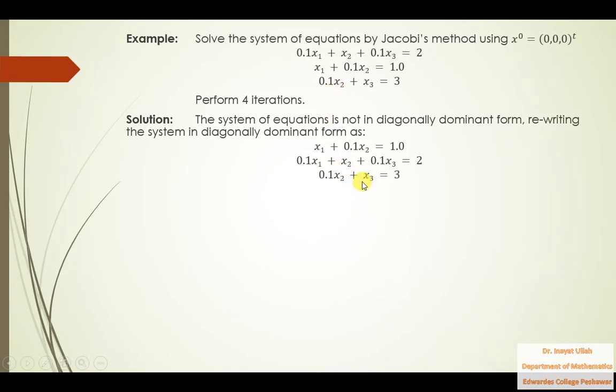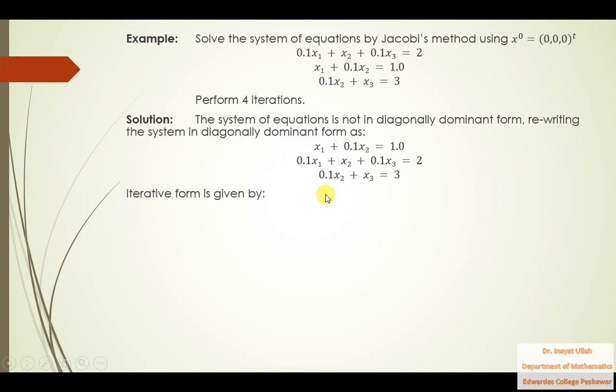In this third equation we see that the coefficient of x3 is 1, and this one is greater than the sum of the rest of the coefficients. The coefficient of x2 is 0.1, and the coefficient of x1 is 0 here, so this one is greater than 0.1. Now this system is in diagonally dominant form.